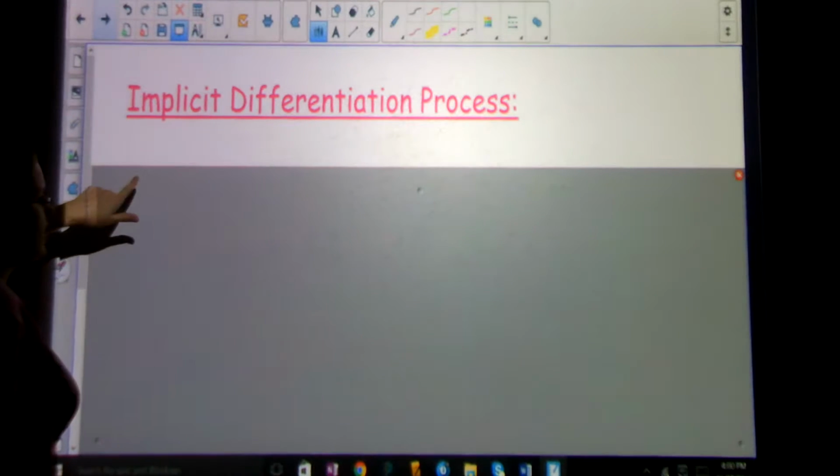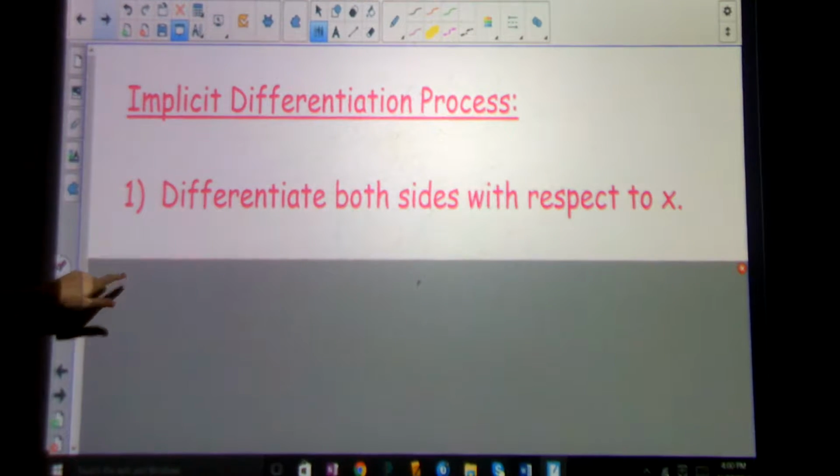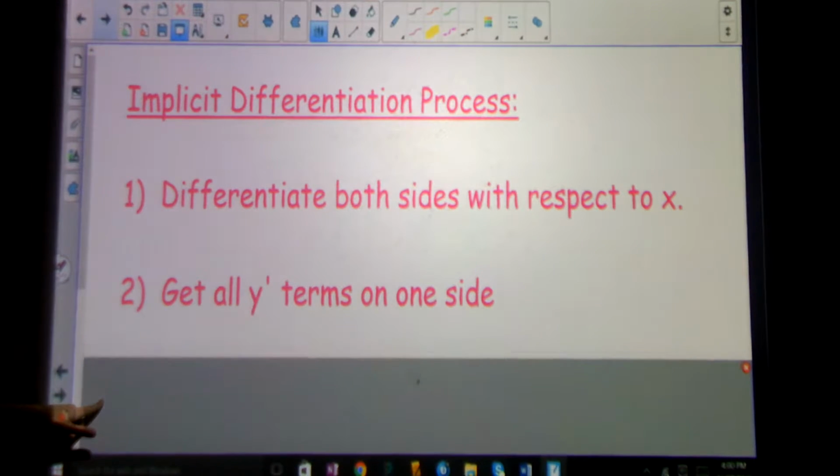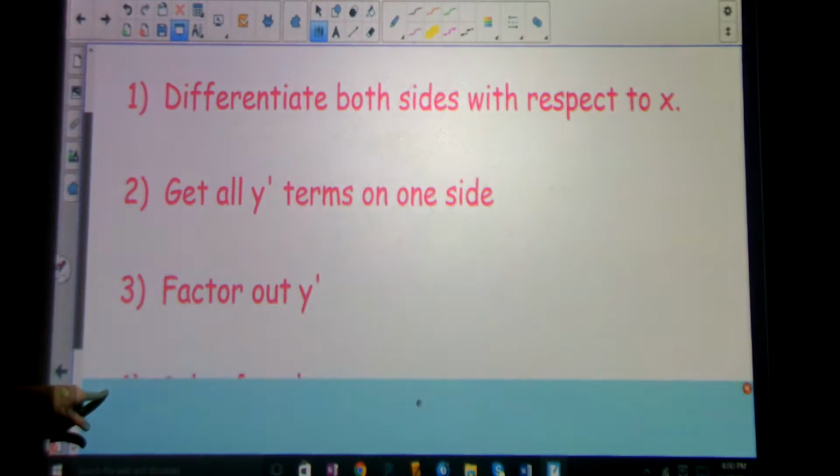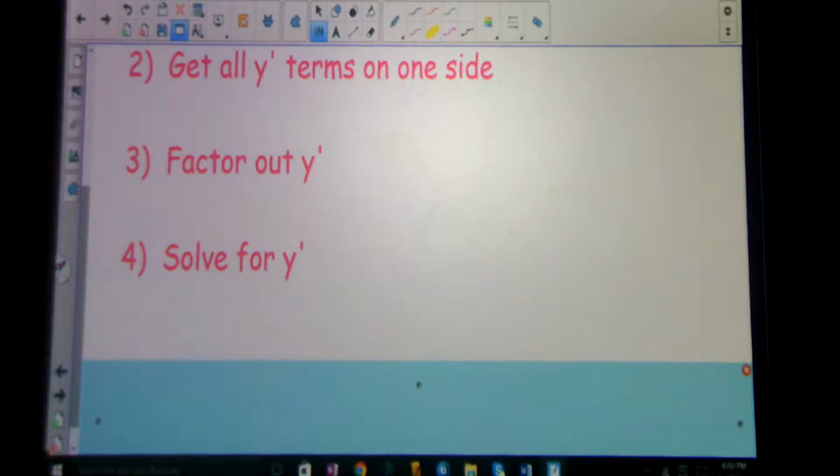Okay, so here's our process. Step 1. We differentiate both sides of an equation with respect to x. Then we get all of our y primes on one side. Then we're going to factor out your y prime to get it by itself. Solve for it, so that may include some division there. And then we should be good to go.